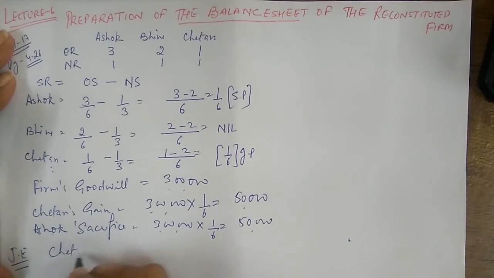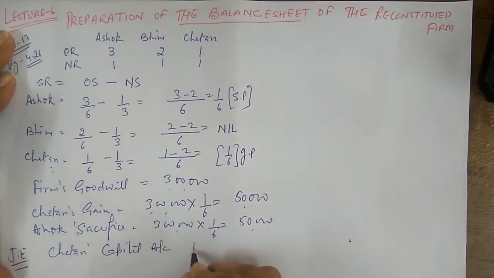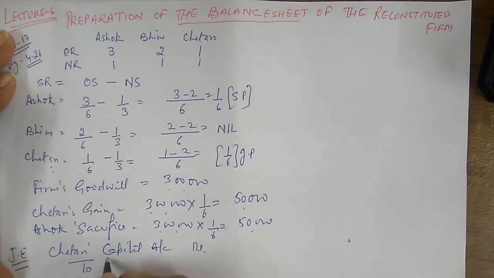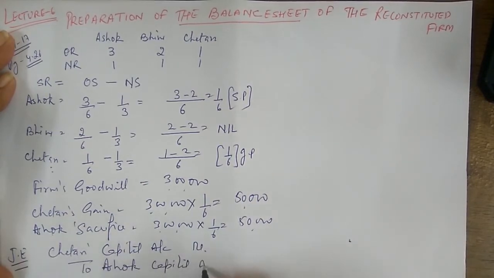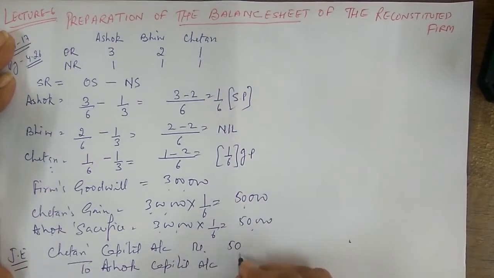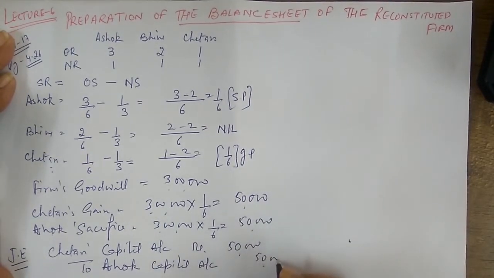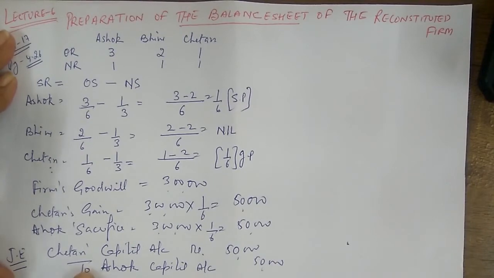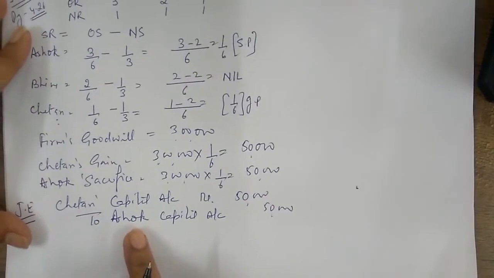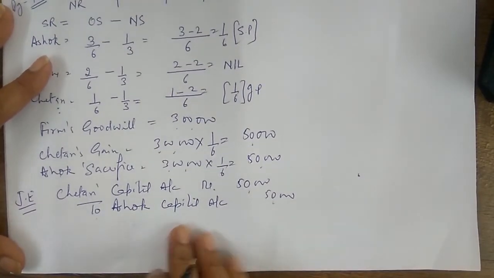So Chetan's capital account debited to Ashok's capital account with rupees 50,000. So gaining partner Chetan has compensated Ashok with rupees 50,000. Clear, bache? Now what next?